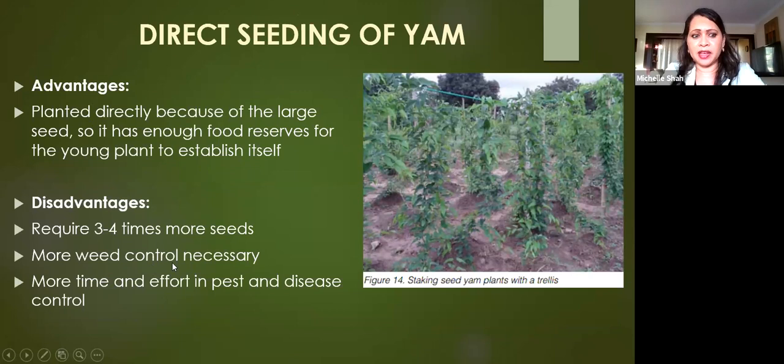This is seed yam plants grown in a field, and trellises are used to hold them in an upright position. So they are staked. Yam plants are being staked in this picture.